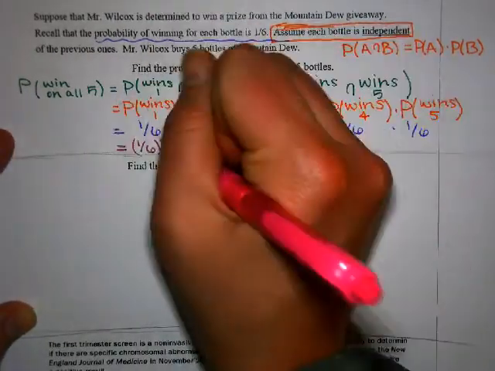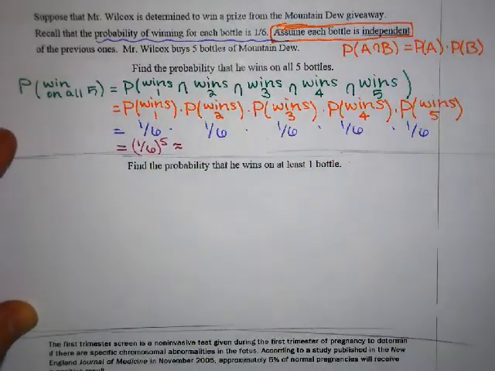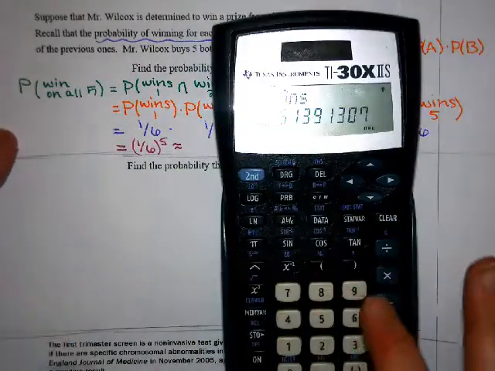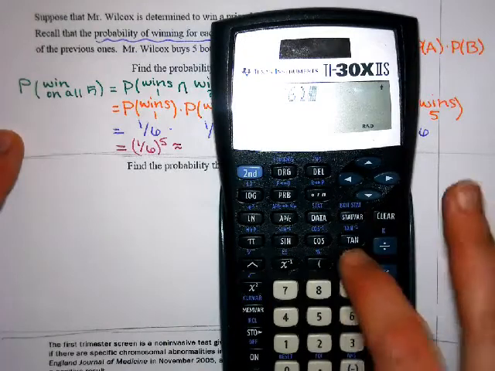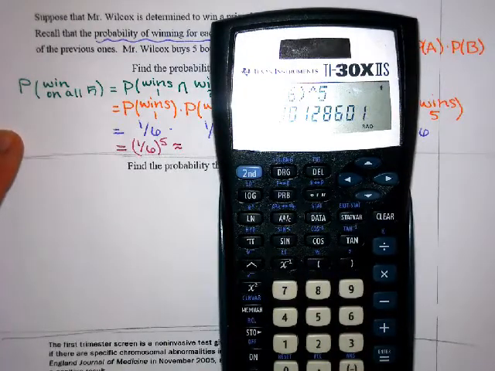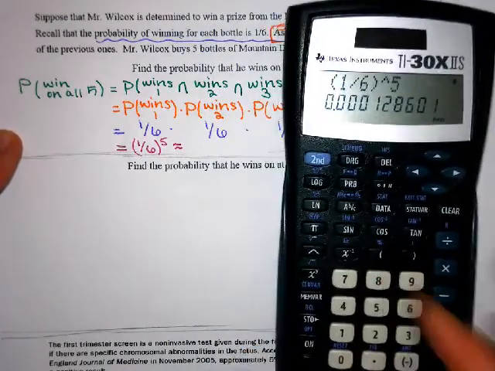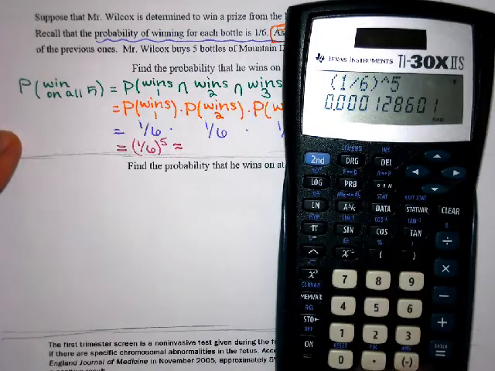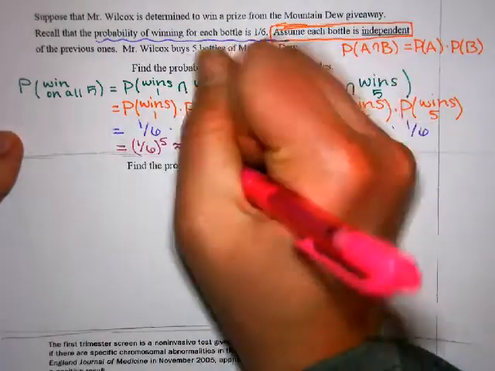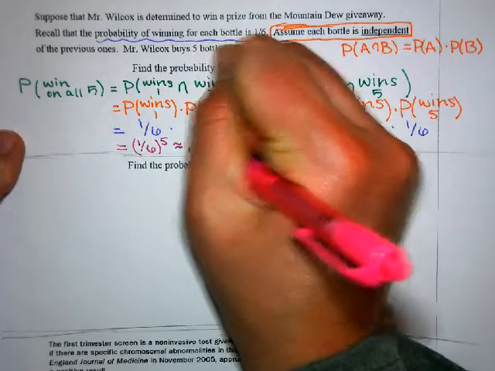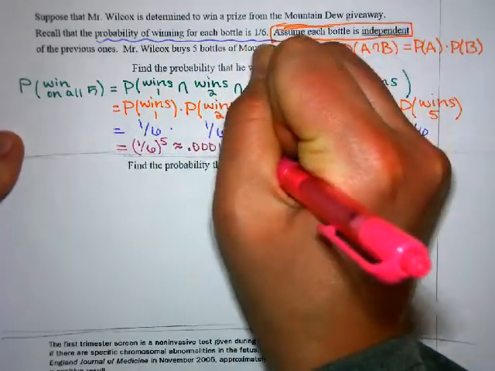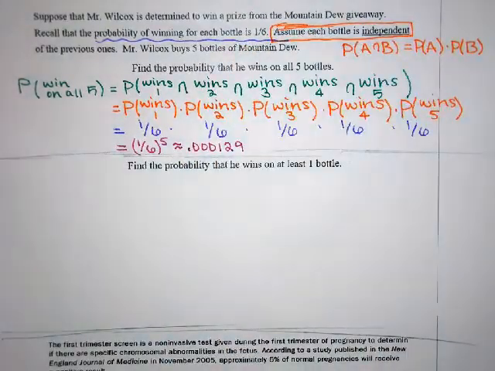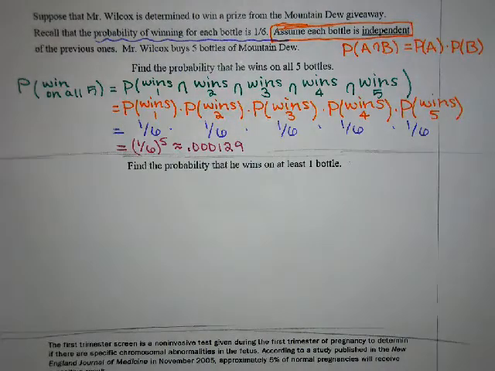And if we plug this into the calculator, we get, ooh, sorry, glare's right on there, 0.000129 with rounding. So he has a really small probability that he's going to win on all 5 bottles that he bought. So that one's just review of our independent rule. Get our brains back into math gear.